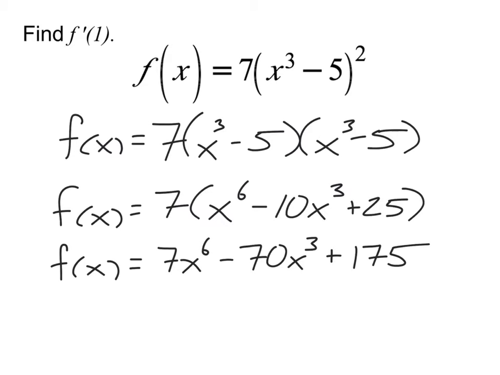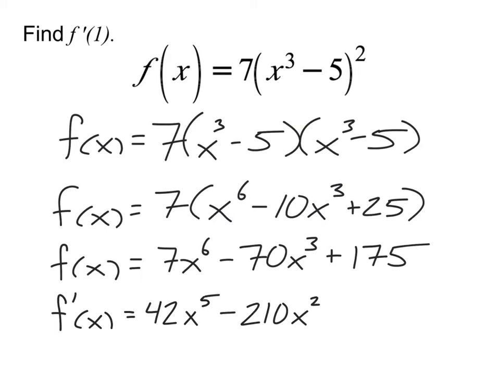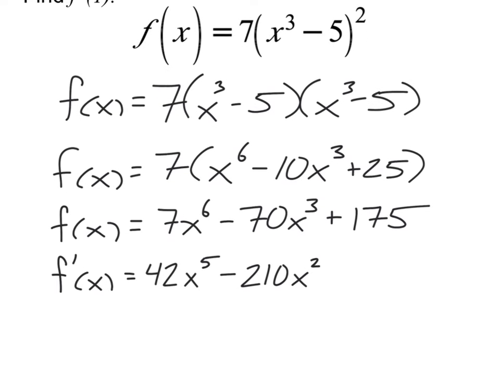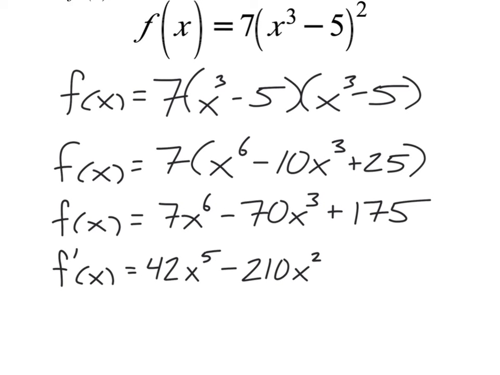All right, so from here, I can take the derivative, finally. So we do f prime of x equals, and we go through it like we normally would. I'm going to do 7 times 6, that's 42x to the 5th, minus 210x squared. And then the derivative of 175, of course, is just 0. So that goes away.